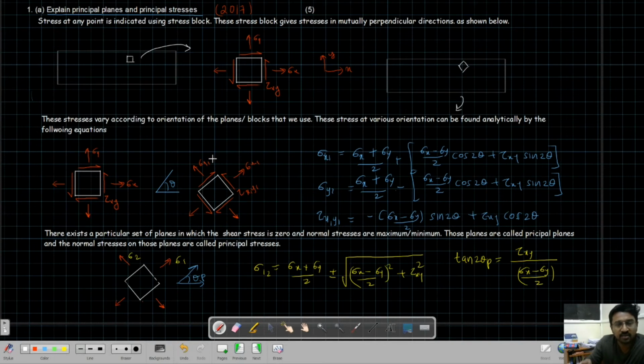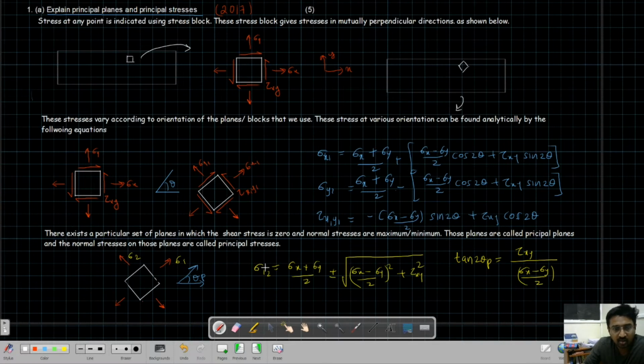So basically, if you keep on rotating, you will get some plane, some rotation angle, in which there is no shear and there is only axial stress. There exists a particular set of planes in which the shear stress is 0 and the normal stresses are maximum and minimum. Those planes are called principal planes, and normal stresses on those planes are called principal stresses. So principal stresses are stresses on the principal planes. And what are the principal planes? Principal planes are basically planes in which shear stress is 0.